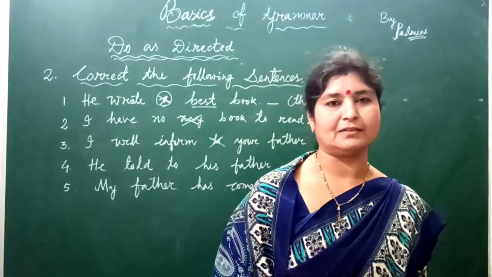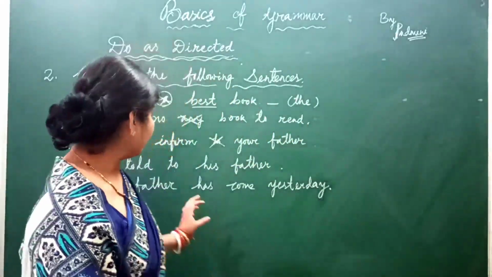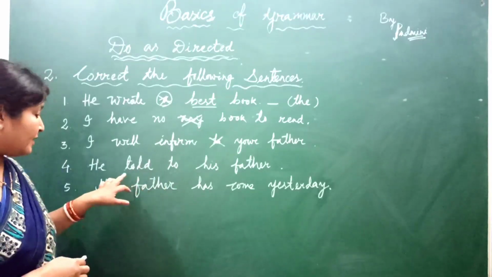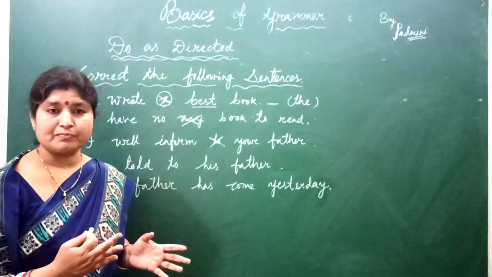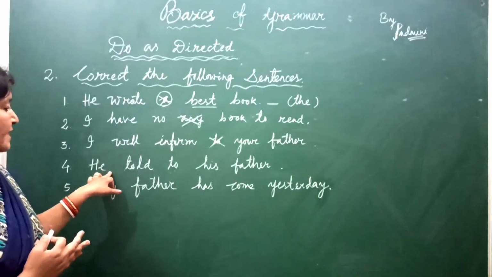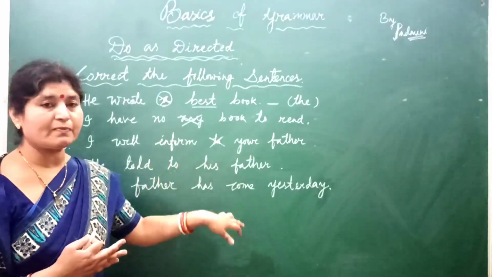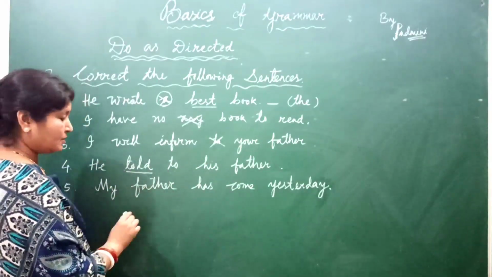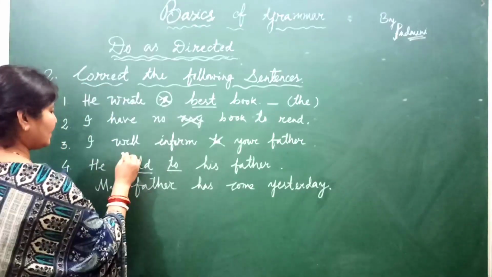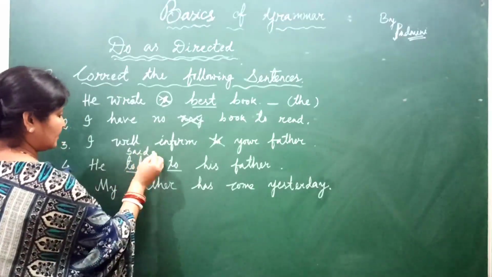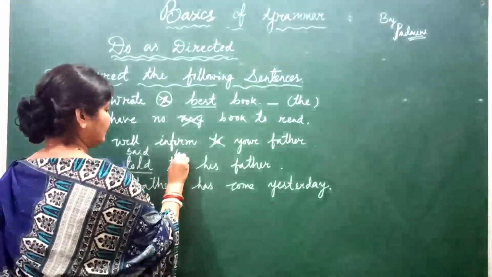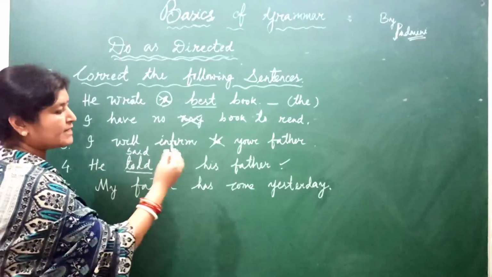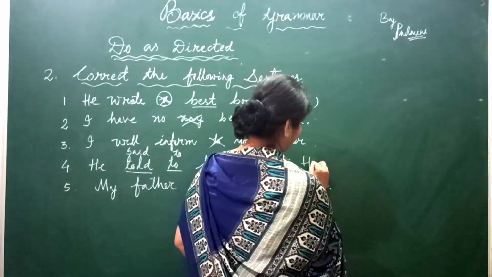I told to his father. Again, whenever we are using "told", we must not use "to". Here we can change either also. How? For example, I will write, he said to his father. Here we can omit this "told", we can omit "to" also. For example, if you write, he said to his father, it is the correct answer. Or we can write, he told his father.